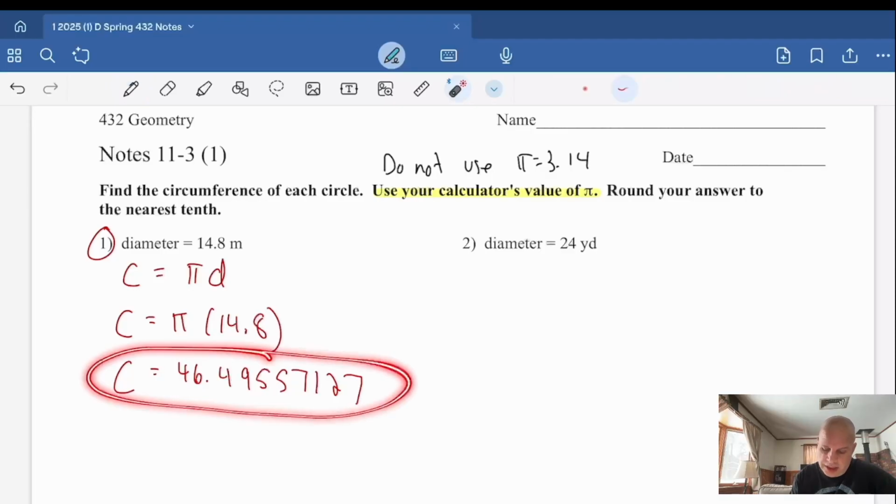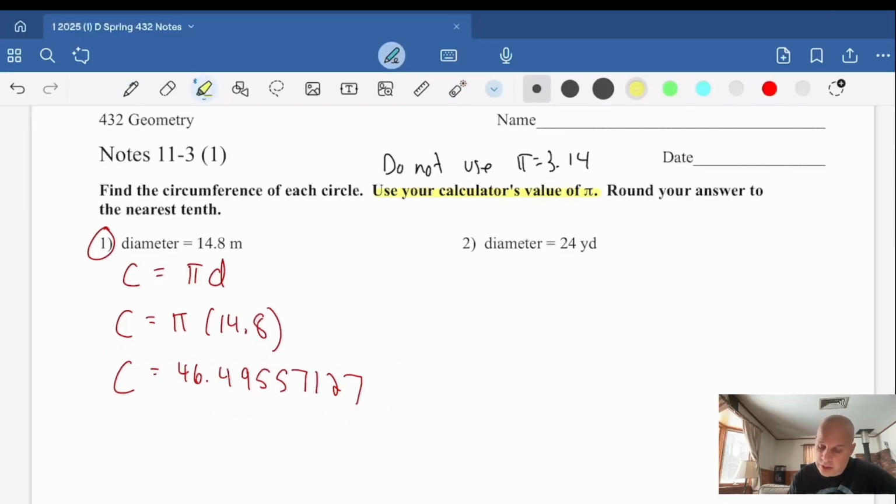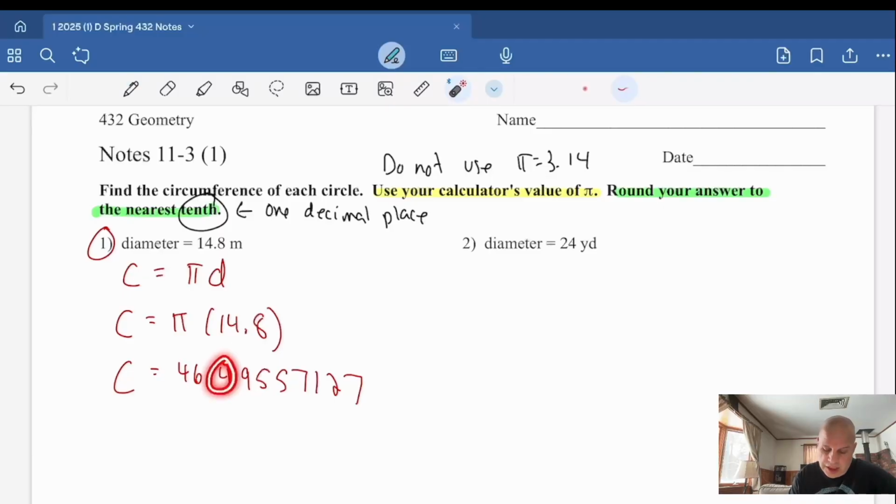When you do that and you get this value, what do we have to round to? Well, the directions say round your answer to the nearest tenth. The nearest tenth is 1 decimal place. So here's one decimal place. Since there's a 9 that comes after it, I round it up. If this next digit is 5, 6, 7, 8, or 9, we round up. If it's a 0, 1, 2, 3, or 4, we keep it the same. So my circumference, let's do that in red. The circumference is equal to 46.5 meters.